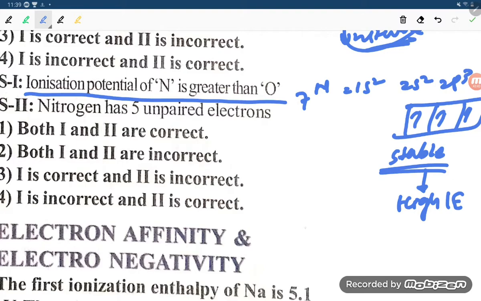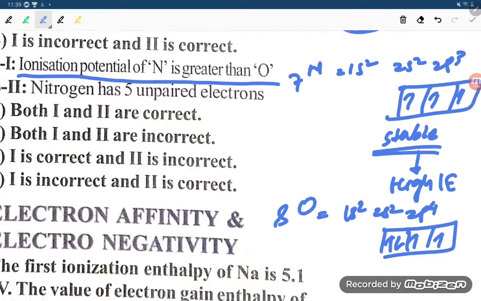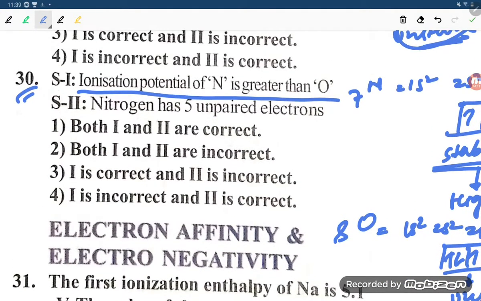Next one is oxygen. If you talk about oxygen, 8, so 1s2, 2s2, 2p4. In 2p4, there is 1, 2, 3 and this is 4. If you talk about this, student, this is unstable. So unstable configuration means what, student? Low IP, low IP. So the first statement is correct.